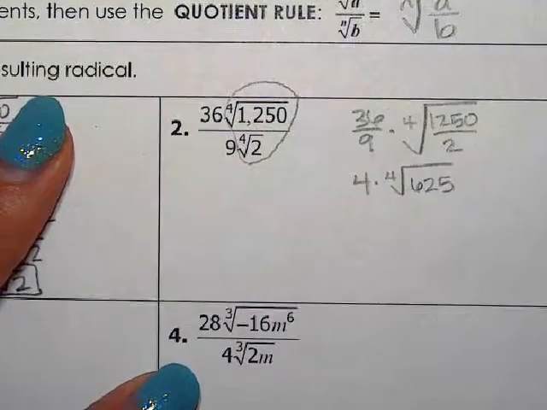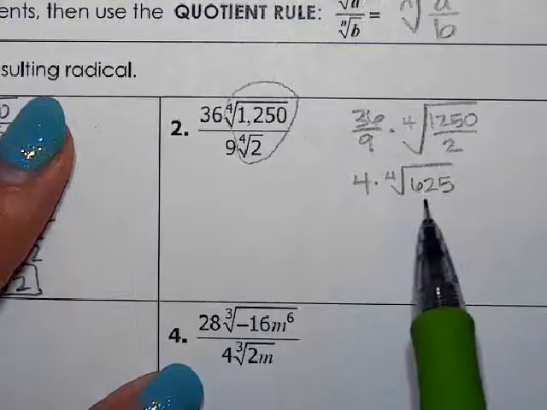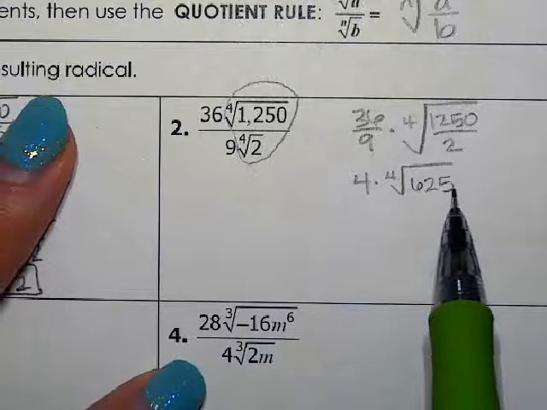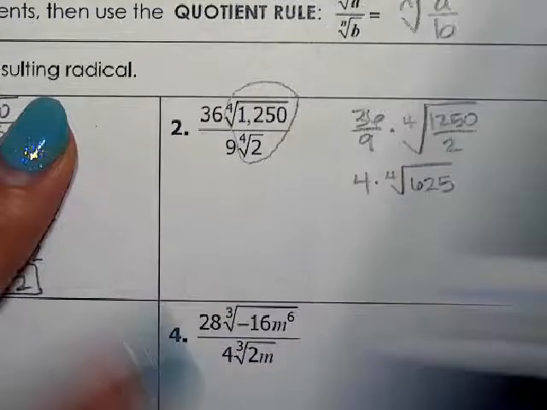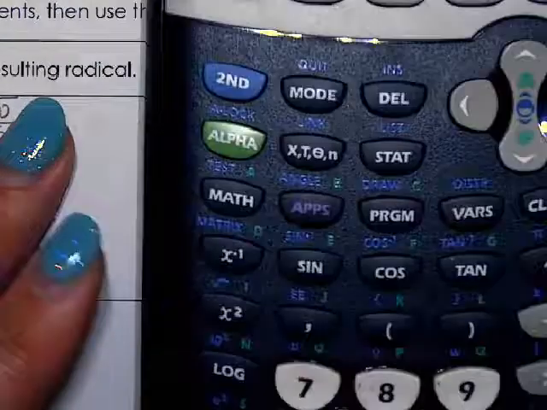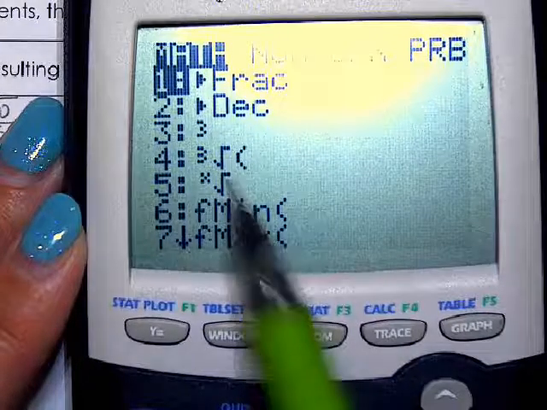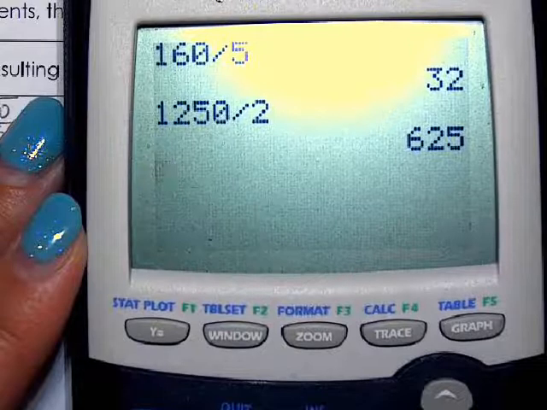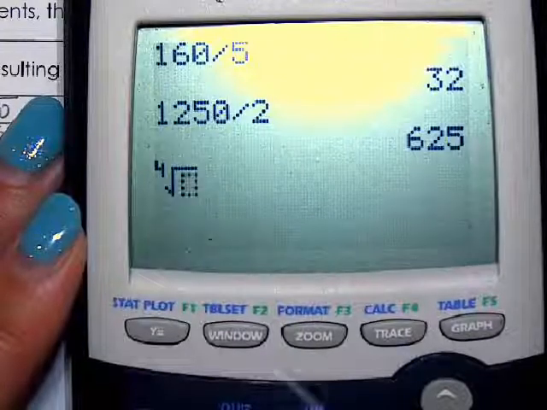And you might remember it, the fourth root of 625, that is a perfect fourth. If you want to do a fourth root on your calculator, you hit the math button, but I don't think there is a 4 on here. So you would use option number 5, but you have to hit the 4 first. I'm going to hit clear, hit the 4 first, hit the math button, and then option number 5, and it puts the 4 in there for me.